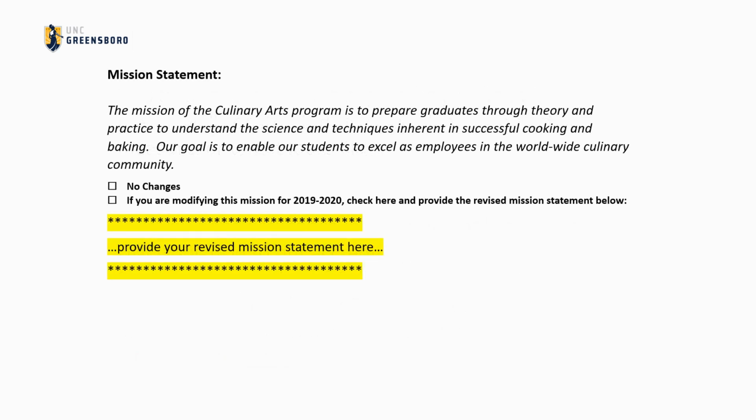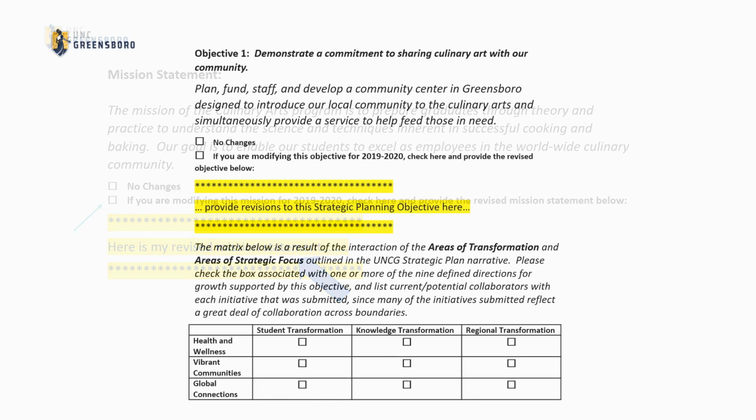First up is the mission statement section. Your program's mission statement is the first item that may require attention. If the mission statement will remain in place as is, simply check the box next to No Changes. If the mission of the unit has changed, check the box next to If you are modifying this mission, and enter the revised mission in the editable text area that says Provide your revised mission statement here.